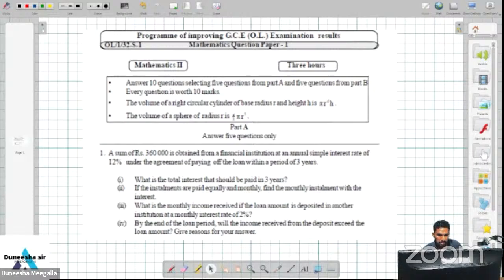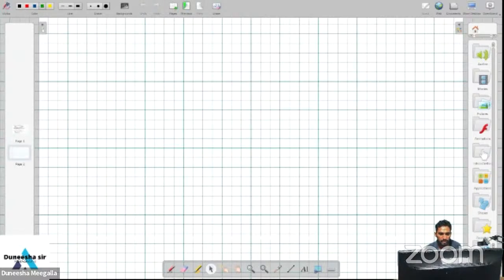Okay, what is the question? Saying a sum of 360,000 is obtained from a financial institution at an annual simple interest rate of 12% under the agreement of paying off the loan within a period of 3 years. Okay, 3 years වලින් pay කරනවා කියලා තමයි කියන්නේ. Okay, now I am going to solve it.